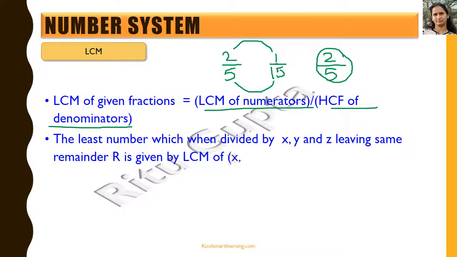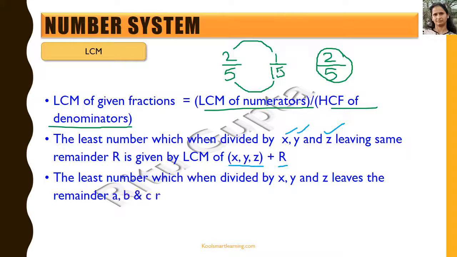Now the least number which, when divided by x, y and z, leaves the same remainder r, is given by the LCM of x, y, z plus r. Because the LCM of x, y, z will divide the number completely, if we add r to it, r will always be the remainder when that is divided by either x or y or z. So the least number is the LCM of the given numbers plus the remainder r.